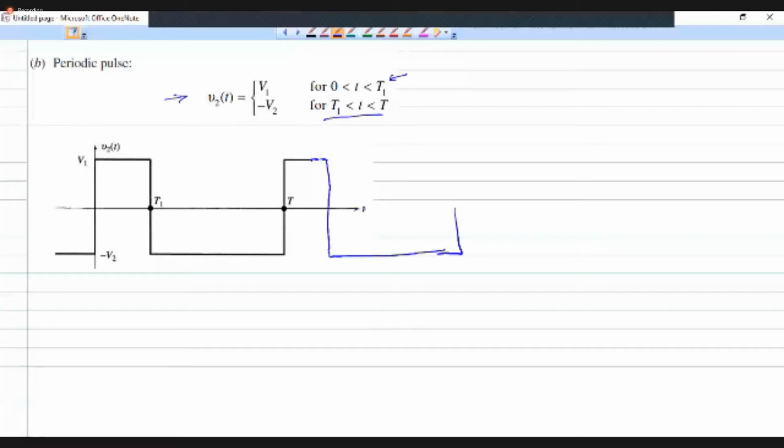Okay, if we extend the time axis like this, at this time, which is nothing but T plus T1, it will again cross the time axis, and at time T equal to twice T, it will complete another full cycle. Okay, I hope it is understood.